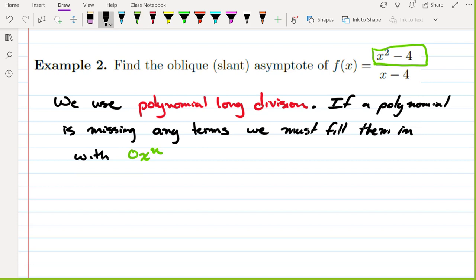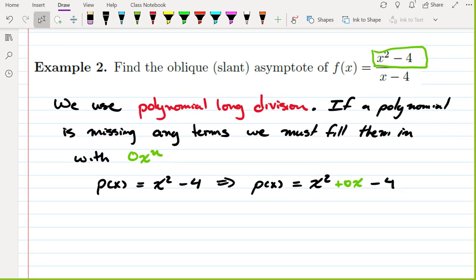we have our p of x in the numerator is x squared minus 4. It's got a second degree term and it's got a constant term, but it is missing the linear term. So before we can do polynomial long division, we need to rewrite p of x as x squared plus 0x take away 4. So adding 0 times x, well, 0 times x is 0, and adding 0 to something doesn't change it. So this is really the same polynomial that we started with.